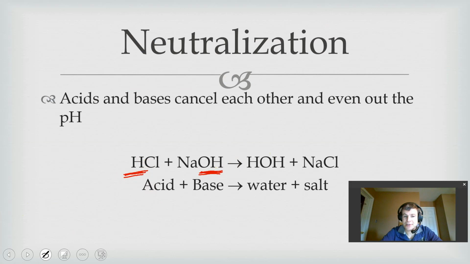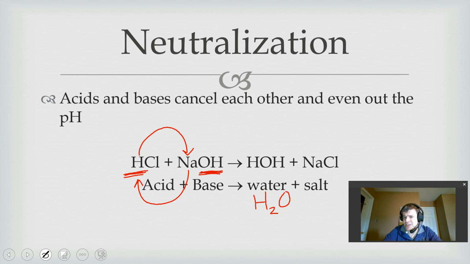And when we mix these two together, what's going to happen is the hydrogen's going to come in. It's going to kick the sodium out. The sodium's going to go over and join the chlorine. The hydrogen's going to stay with the hydroxide. And what you get is water. Remember, HOH or H2O. It's just two different ways of writing the same thing, water. And then sodium chloride, which is a salt.